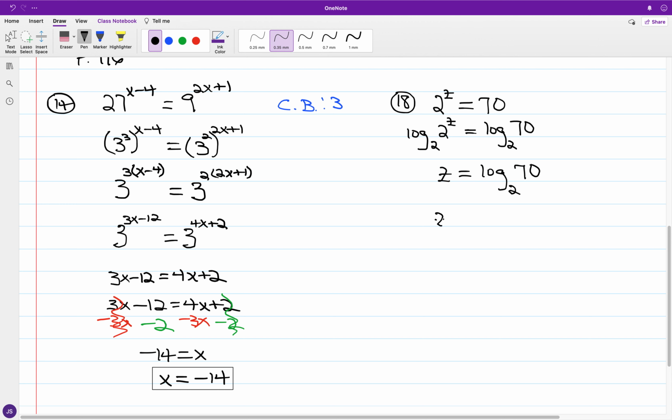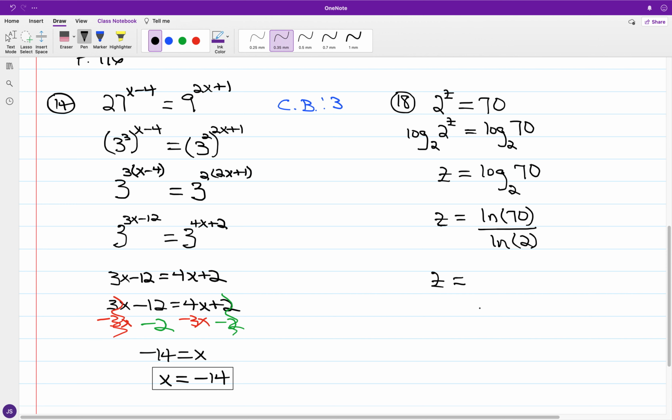And here I can apply the change of base formula, where I can take either the ratio of base 10 or natural logarithms. So z is going to be the natural logarithm of 70 all over the natural logarithm of 2. And if I take to the nearest 4 decimal places, I have the natural logarithm of 70 all over the natural logarithm of 2.